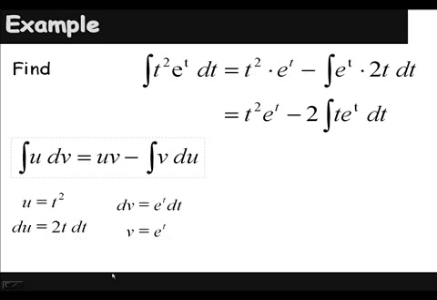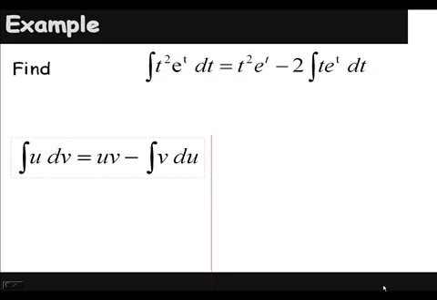We can simplify a little bit here. The constant multiple 2 can pass through the integral, come out here. Notice how this t e to the t is just slightly simpler than t squared e to the t. It's still difficult to integrate. So what do we do? Well, we repeat the process.